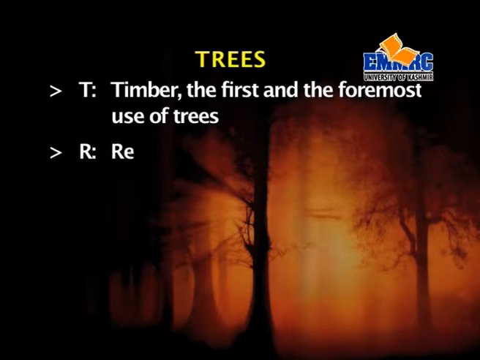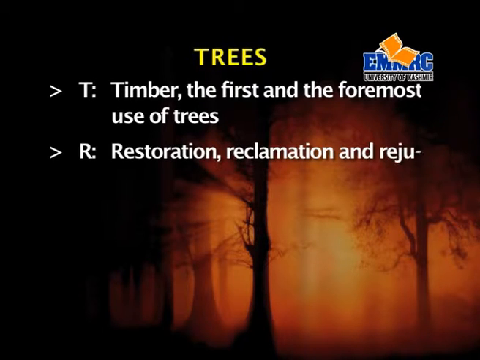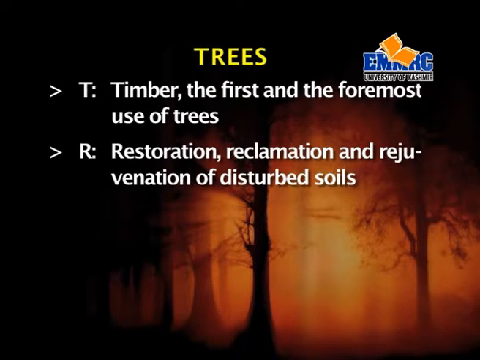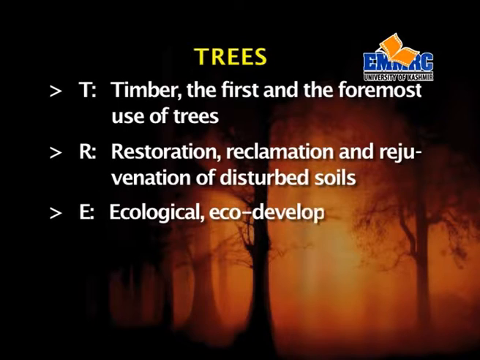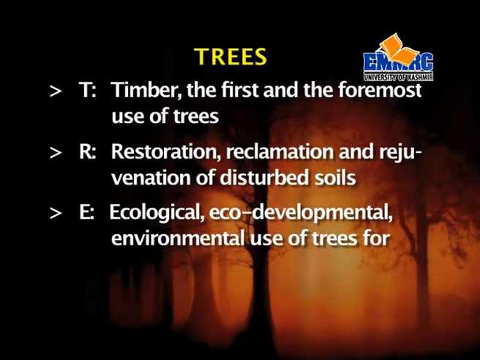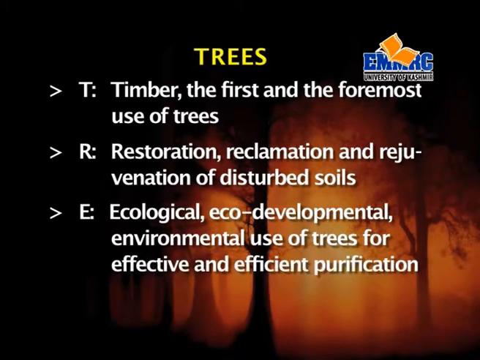R stands for restoration, reclamation, and rejuvenation of denuded and disturbed soils by using trees to control soil erosion and desertification, protect watersheds, improve soil nutrient status, and retain moisture in the soil. E stands for ecological, eco-developmental, and environmental use of trees for effective and efficient purification of the environment, because trees act as oxygen banks and eliminate air pollutants.